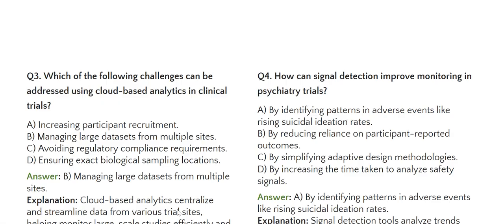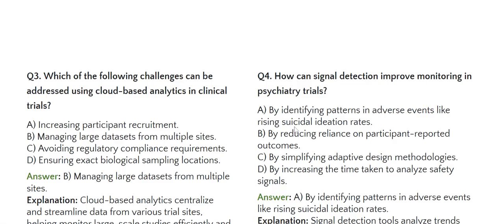Cloud-based analytics centralize and streamline data from various trial sites, helping monitor large-scale studies efficiently and with greater accuracy. Question 4. How can signal detection improve monitoring in psychiatry trials? A, by identifying patterns in adverse events, AEs, like rising suicidal ideation rates. B, by reducing reliance on participant-reported outcomes. C, by simplifying adaptive design methodologies. Or D, by increasing the time taken to analyze safety signals.